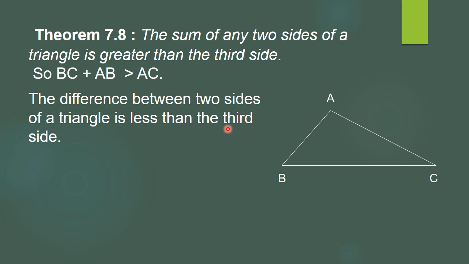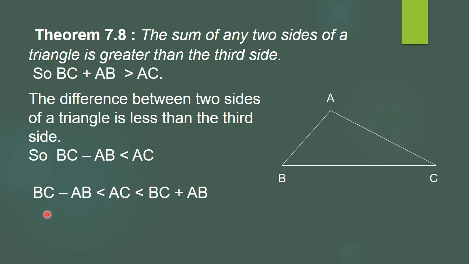And another is that the difference between two sides of a triangle should always be less than the third side. Here BC is the longest. So if I subtract BC minus AB, correct? Then this subtraction should be less than AC. So combining these two, the result we get is that the subtraction of two sides is always less than the third side, and this third side is always less than the addition of the two sides.